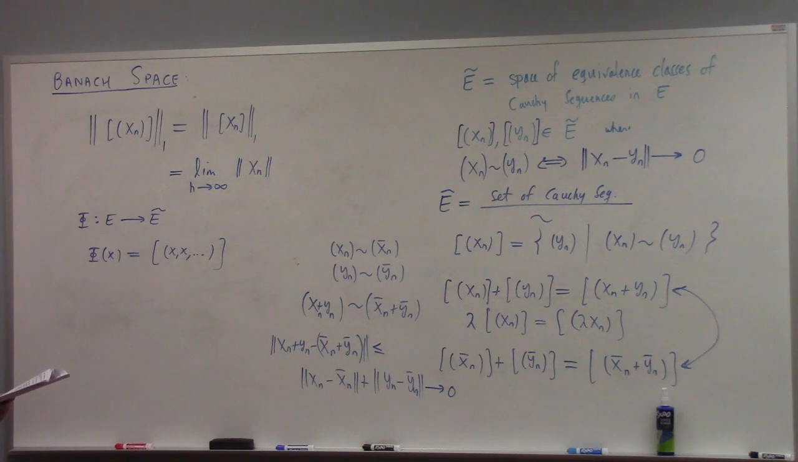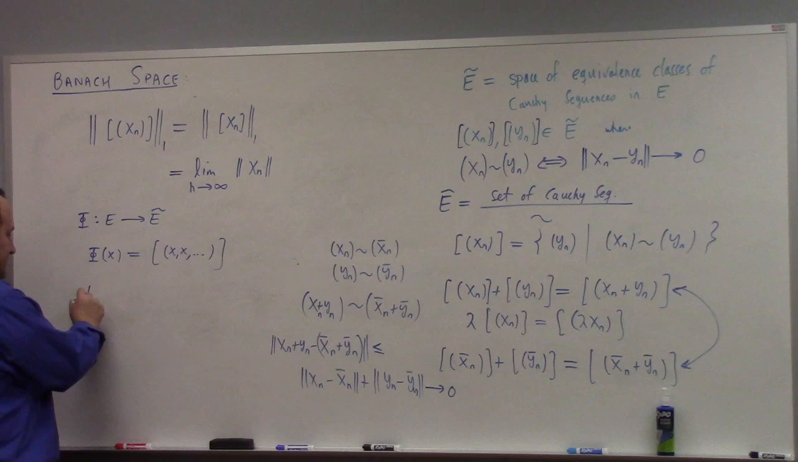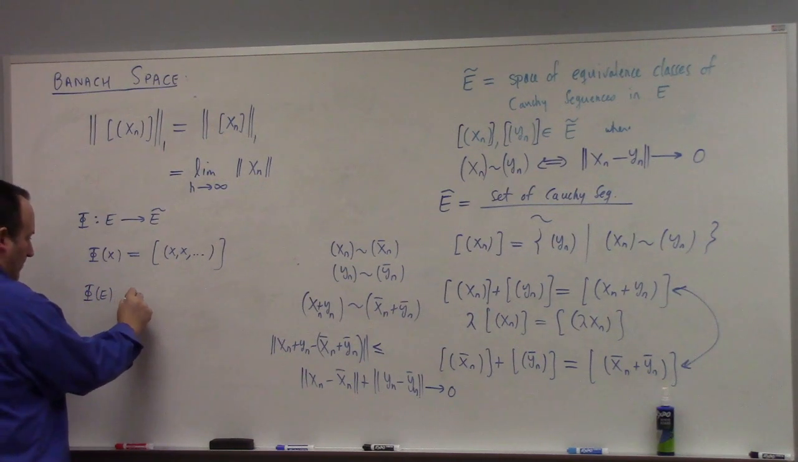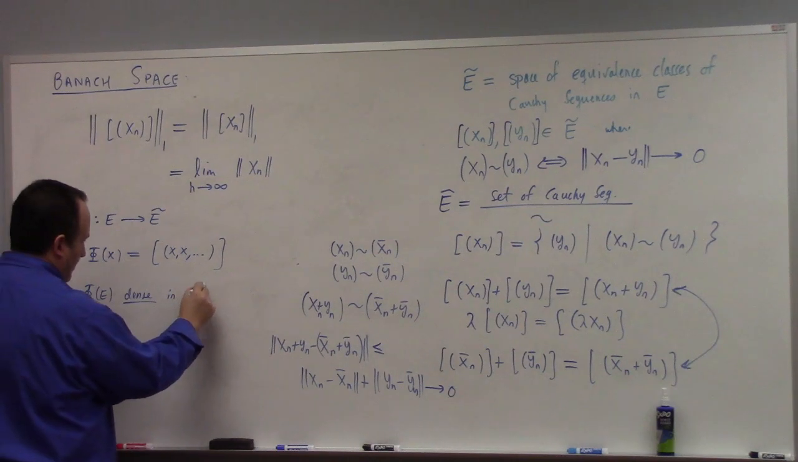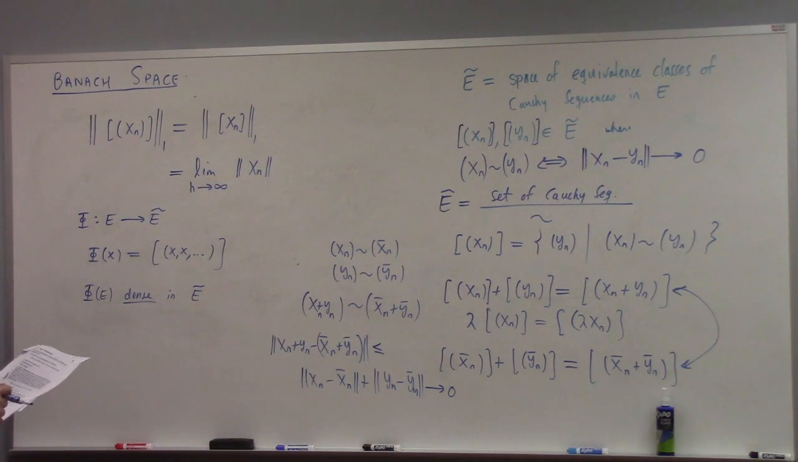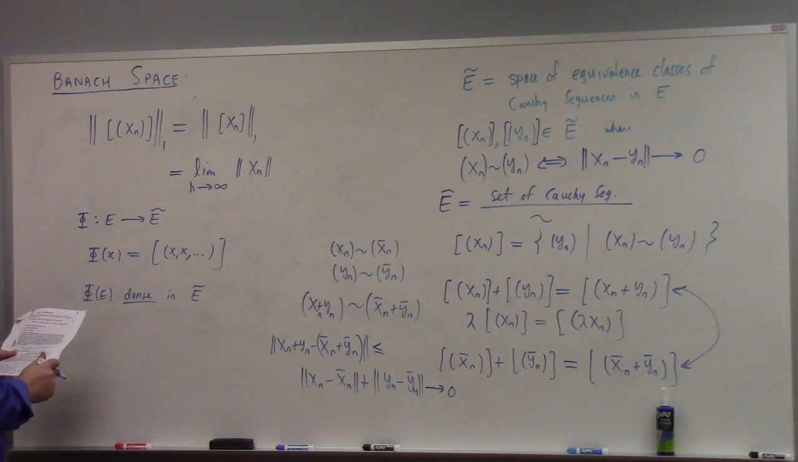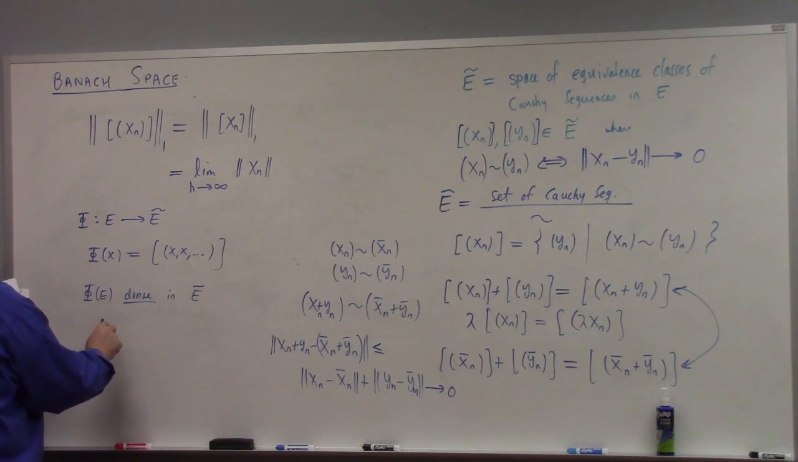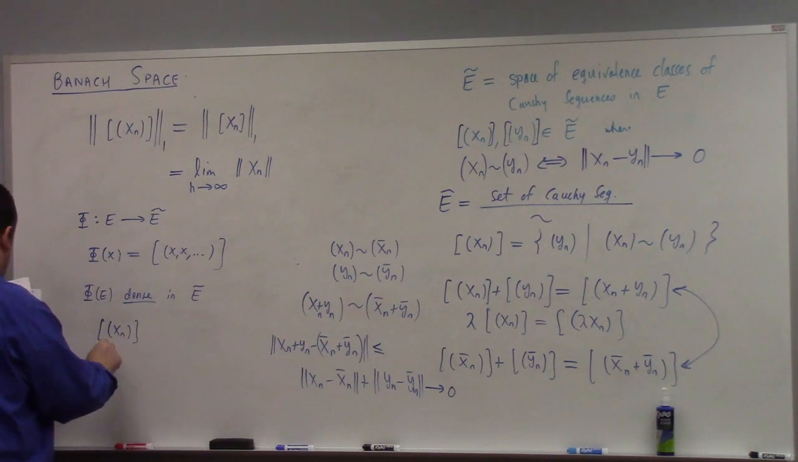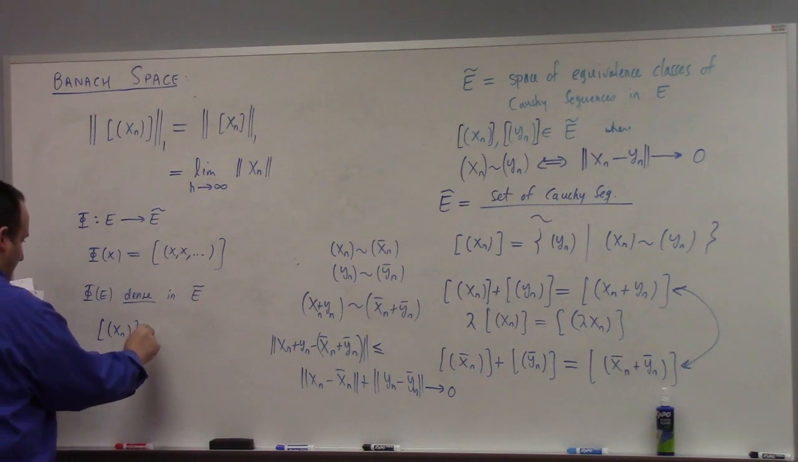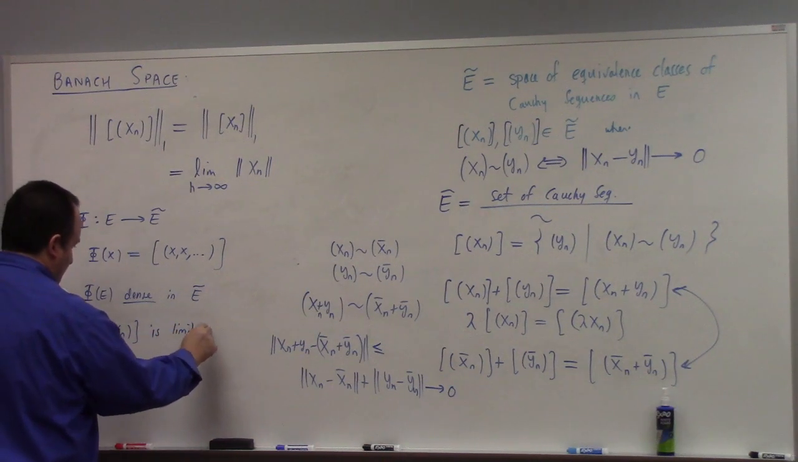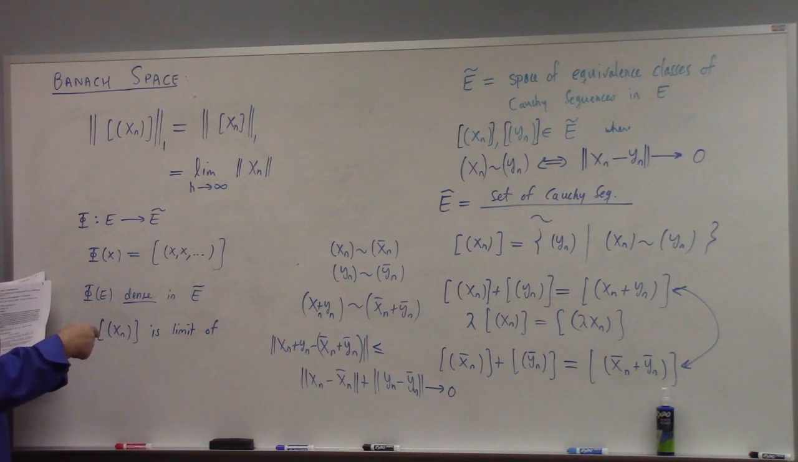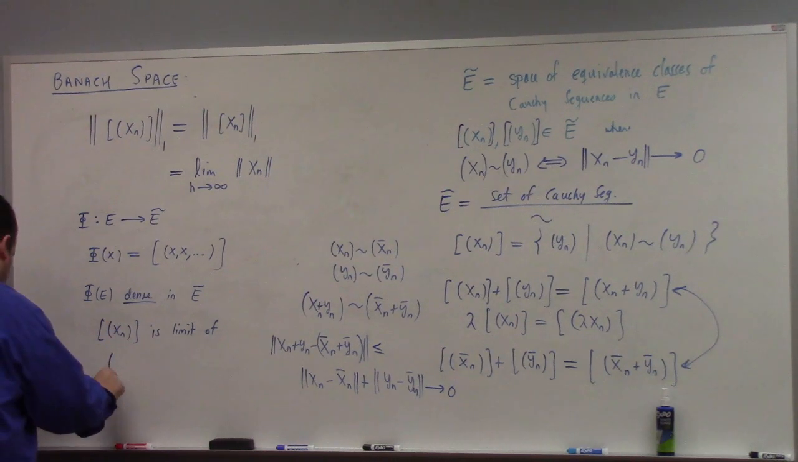And then he says, to show that phi of E is dense in E tilde, how do you show phi of E is dense in E tilde? Well, he says every element of E tilde is the limit. So if you take here's the element, he says that is the limit of the sequence phi of x_n.